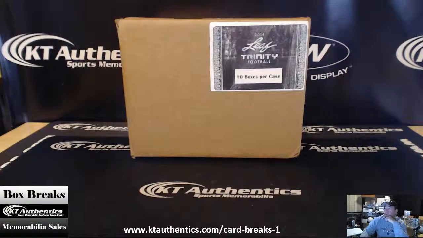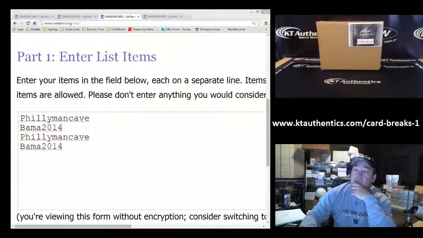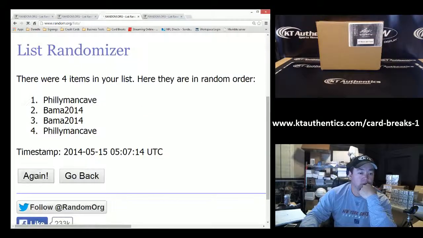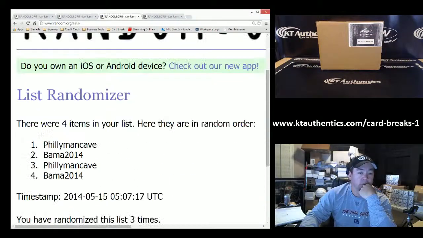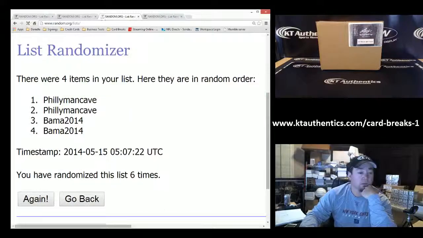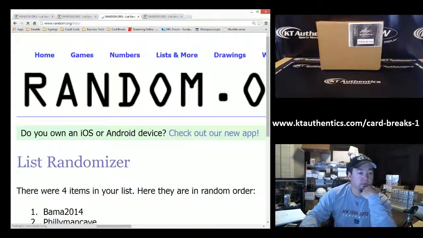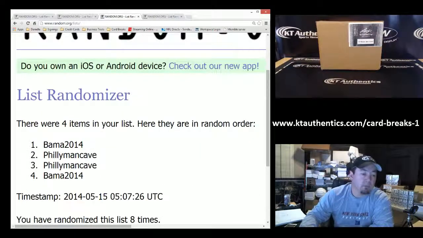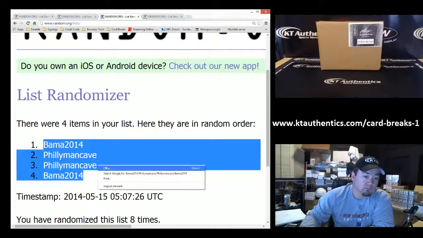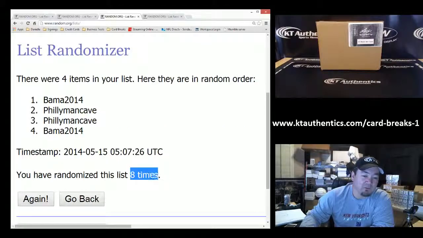All right, here we go. We're going to do that again. All right, Philly Man Cave, Bama, Philly Man Cave, Bama. Eight times. Here we go. One, two, three, four, five, six, seven, and eight. Bama on top, Bama on the bottom. Alabama. Eight total times.